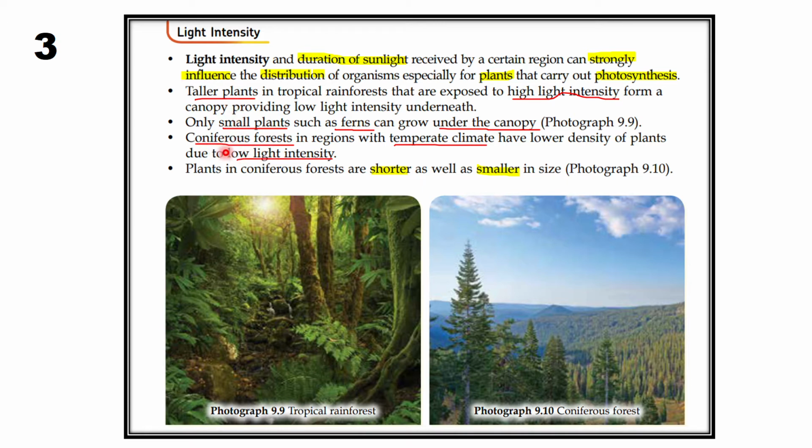Okay, kemudian kita ada coniferous forest. Conifer, tumbuhan conifer yang macam like this one, pokok tirus. In regions with temperate climate, lower density of plants, tidak padat sangat as compared to tropical rainforest. Sebabnya temperate climate itu has got low light intensity as compared to high light intensity di bahagian hutan hujan tropika. Okay, so therefore plants in the coniferous forest, they are shorter and smaller in size.